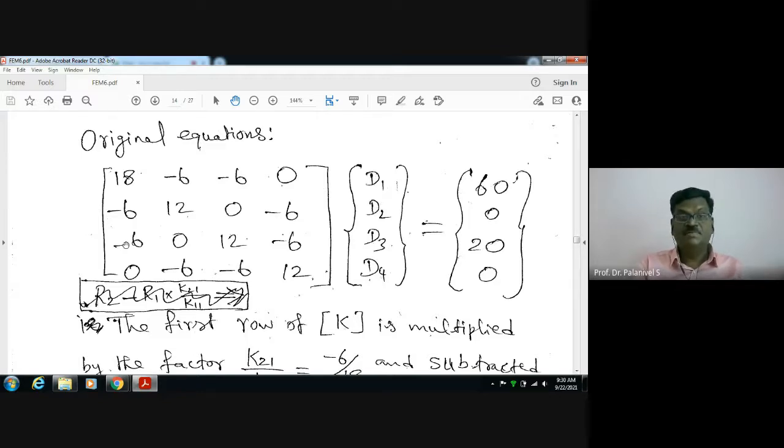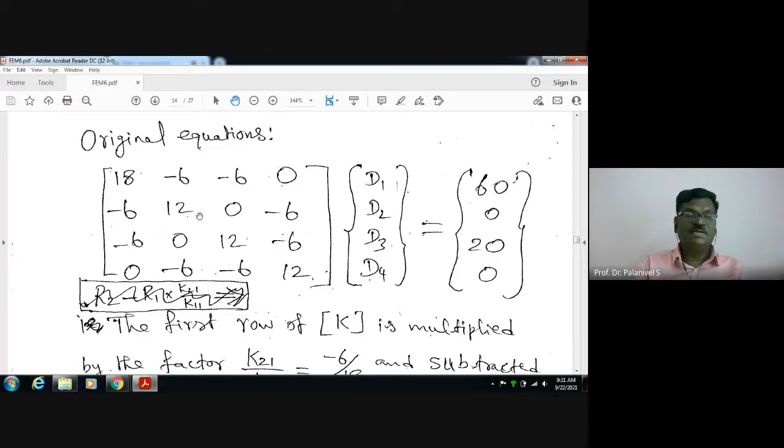Similarly, the third equation is minus 6 into d1, 0 into d2, plus 12 d3, and the fourth is minus 6 into d4 equal to 20. I have to eliminate d1 from my third equation. The fourth equation already has 0, so I need not eliminate. Only in the third equation I have to eliminate this d1. That is my intention. This way I am going to convert this into an upper triangular matrix.